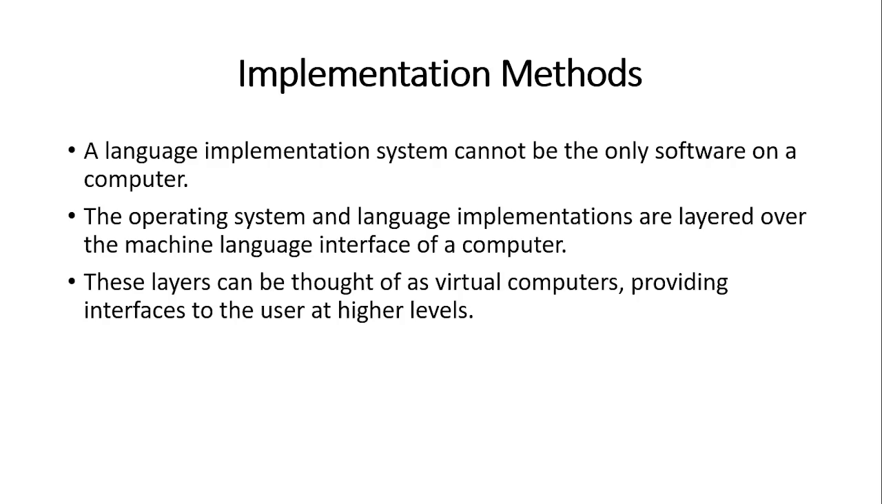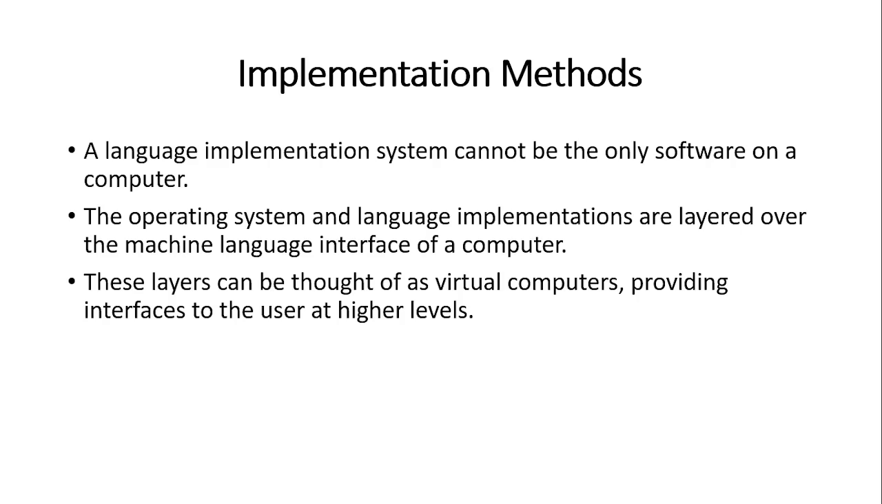So we have a language implementation system, but that is not the only software on a computer. We also have an operating system, which provides high-level primitive operations, for example resource management, that is, how to manage all the resources like the processor and memory, and input and output operations or file management. And because the language implementation system needs many of the operating system facilities, it interfaces with the operating system rather than directly with the processor, that is, the machine language.